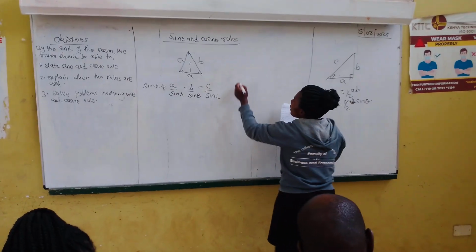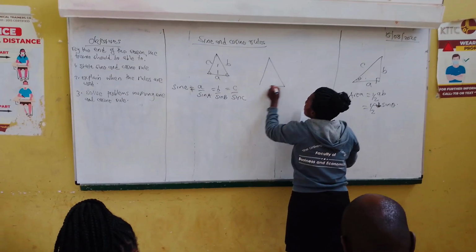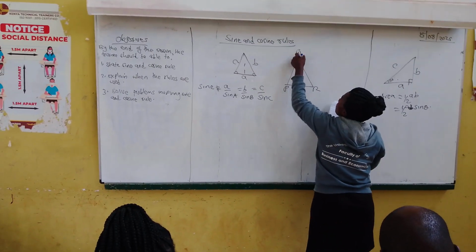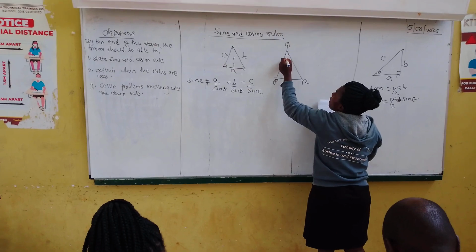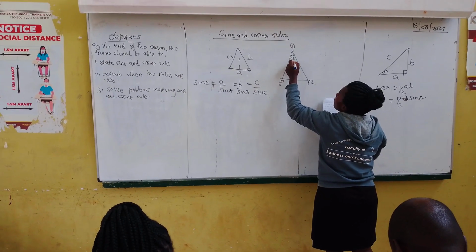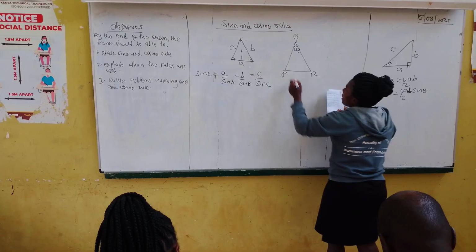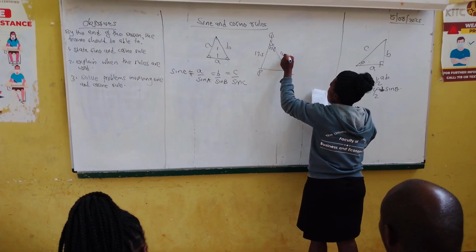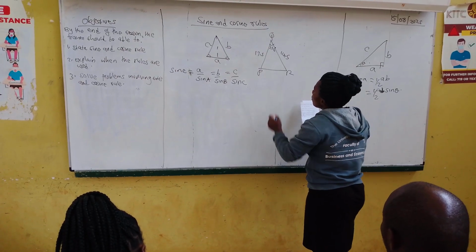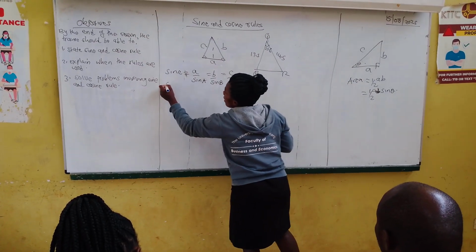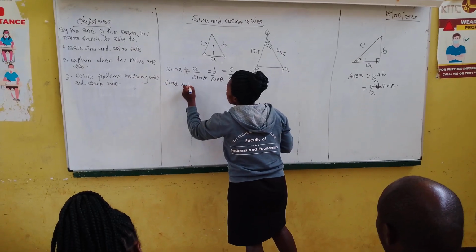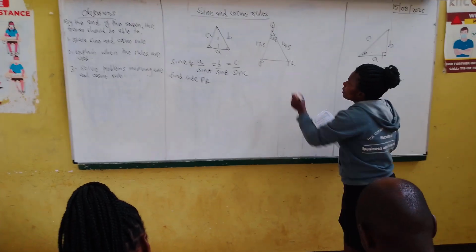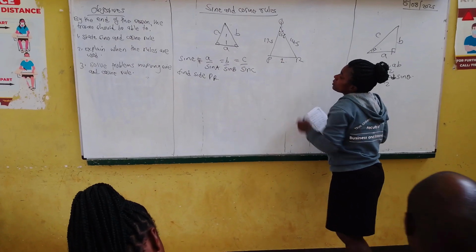We can use an example like this one. This is P, this is R, this is Q. Then you have been given angle Q to be 25.6 degrees, side 17.5, then this one is 14.5. Then you have been told to find side PR, which is small q.